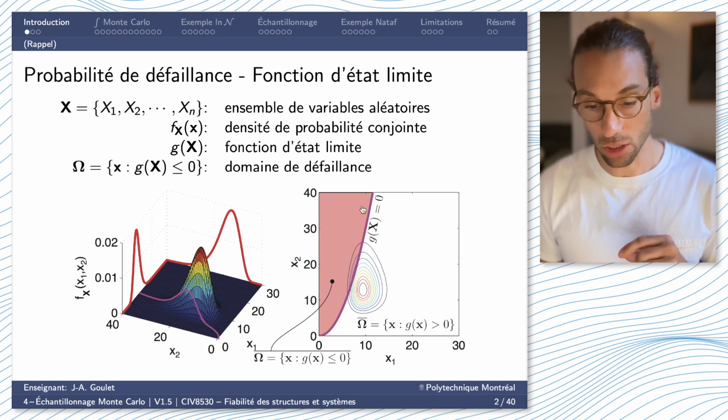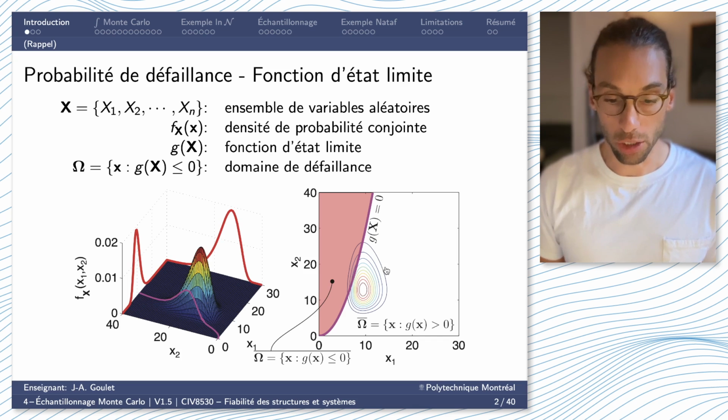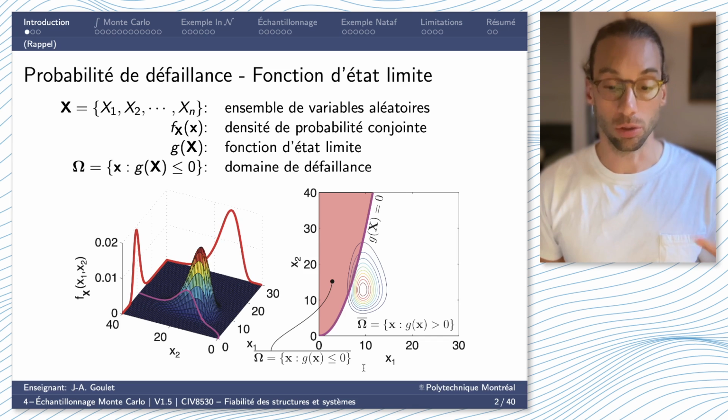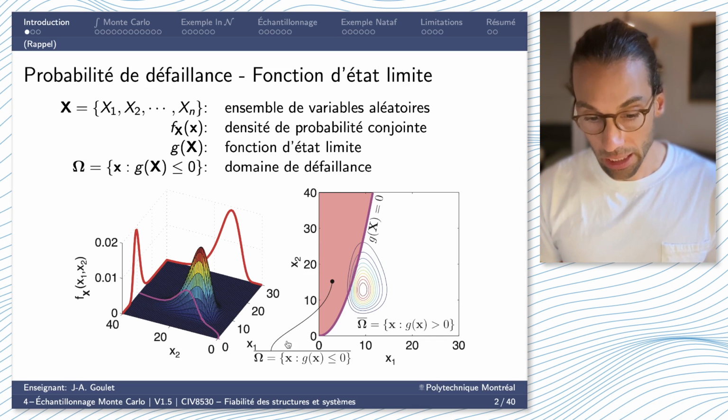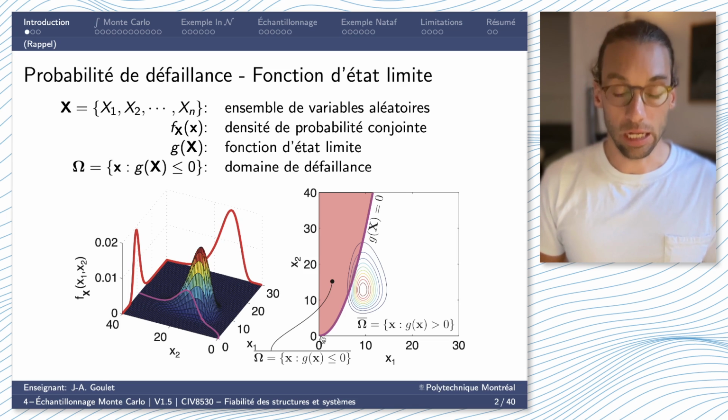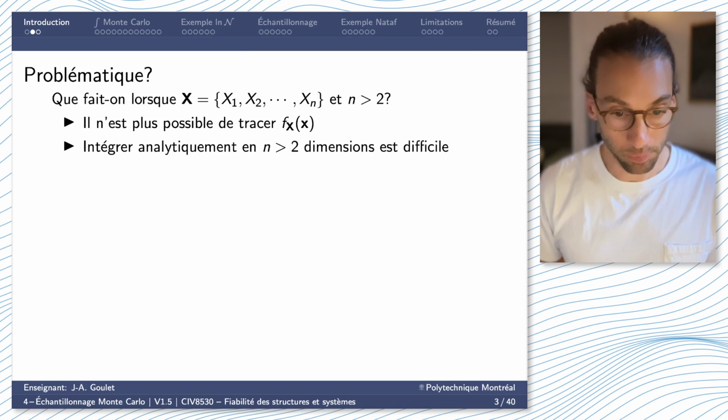And we can represent those on that contour plot as well. We have x1, x2, our two random variables, at least their domain. We have our failure domain here, our domain omega, the joint probability density, and we have our limit state function represented in purple here.